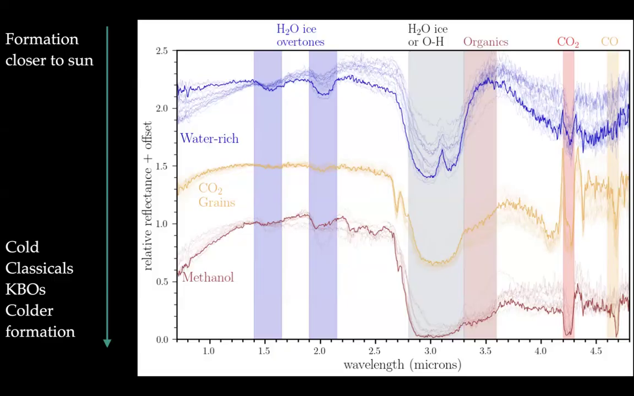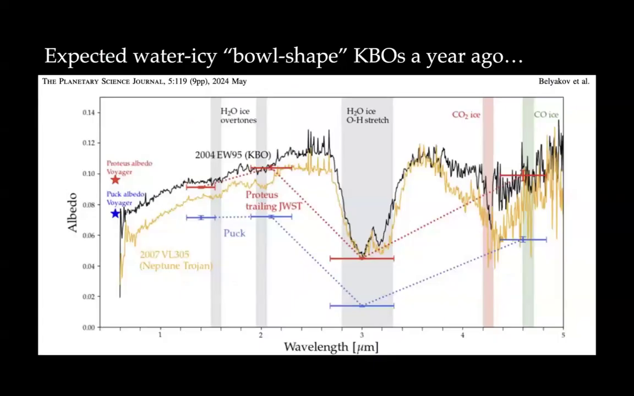And so we use this to compare our spectrophotometry for the small satellites of Uranus and Neptune, these 4 data points that we got, to the Kuiper Belt spectra. And what we saw is that the best match, really, to the small satellites of Uranus and Neptune were these water-rich Kuiper Belt objects, especially the ones that we knew had the lowest albedos from Spitzer and Herschel measurements back in the day, like this 2004 EW95.